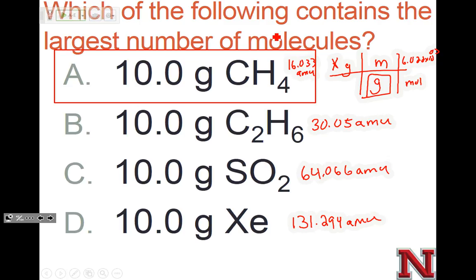You can actually calculate the amount of molecules of each of those, and I suggest you do. But since we're starting with 10 for each, that's what we can do, because we started with the same amount. I do suggest you calculate the amount of molecules in each of these, just to have practice.